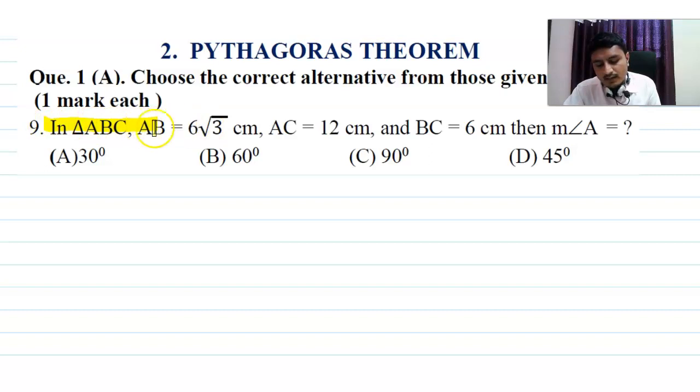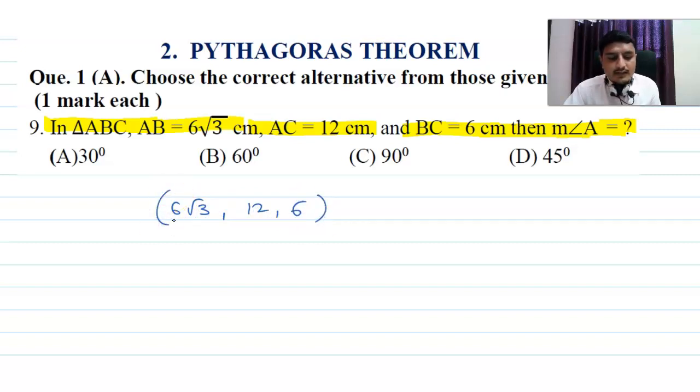In triangle ABC we are given AB equals 6 root 3 centimeter, AC equals 12 centimeter, BC equals 6 centimeter, then the measure of angle A is equal to? There are three numbers given, so try to verify whether those three numbers form a Pythagorean triplet, that means whether they satisfy the Pythagoras theorem or not. Among them the greatest value is 12, whose square is 144. For the remaining two numbers, the sum of squares is 6 root 3 the whole square plus 6 square.